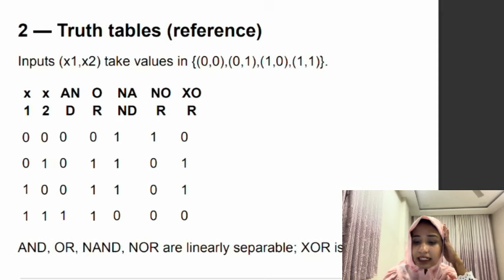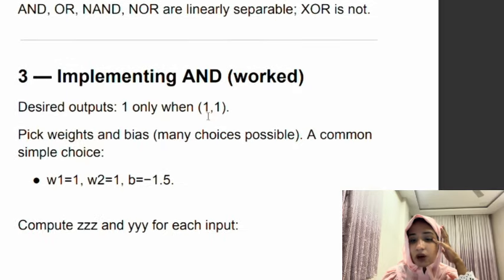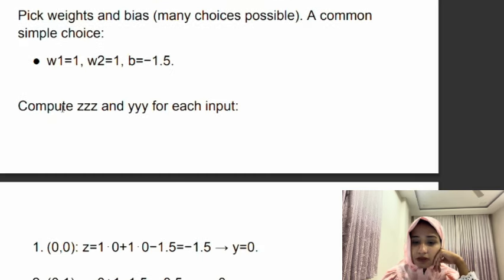AND, OR, NAND and NOR are linearly separable, XOR is not. Now implementing AND. So desired output is 1 only when the input is 1, 1. Pick weights and bias, a common simple choice. So W1 = W2 = 1 and B equal to minus 1.5.